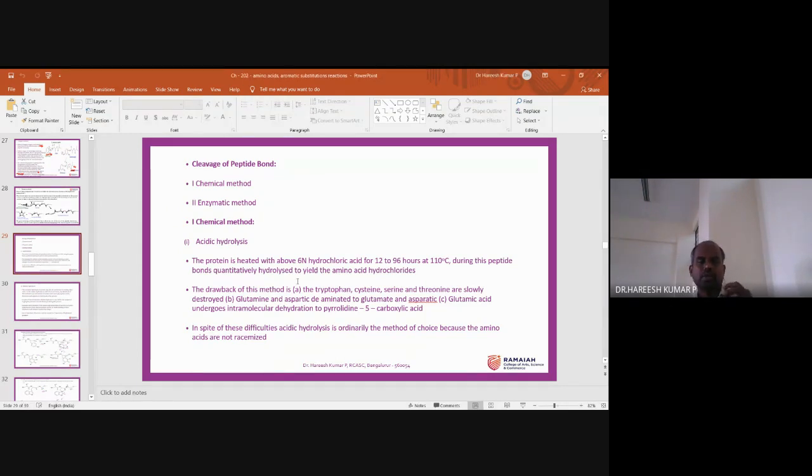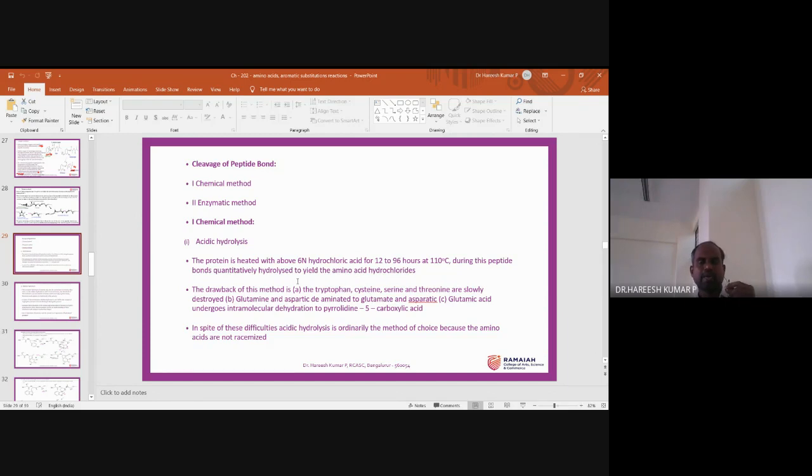So cleavage of peptide bond has two kinds: one is a chemical method, another one is an enzymatic method. Since we are looking from the organic chemistry point of view, we should discuss more about chemical methods. The enzymatic method we will also discuss, but not in much detail, maybe at the end of this class. So first I will take up the chemical method, and under that, acidic hydrolysis.